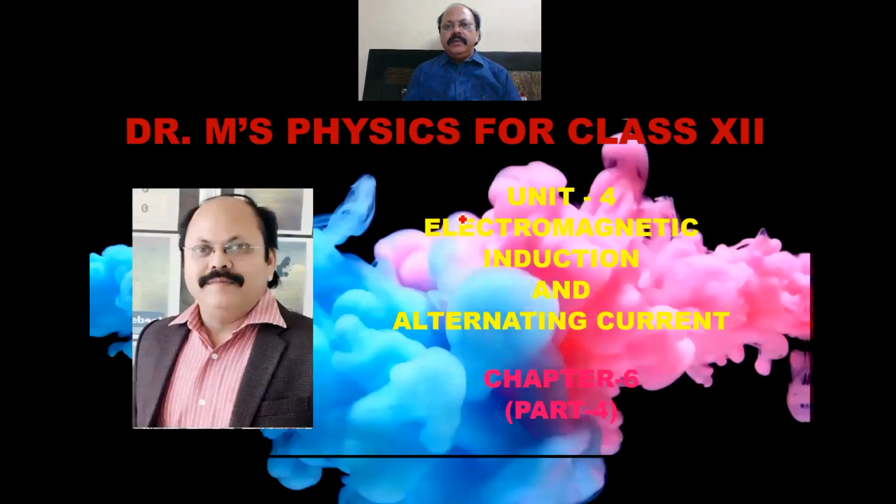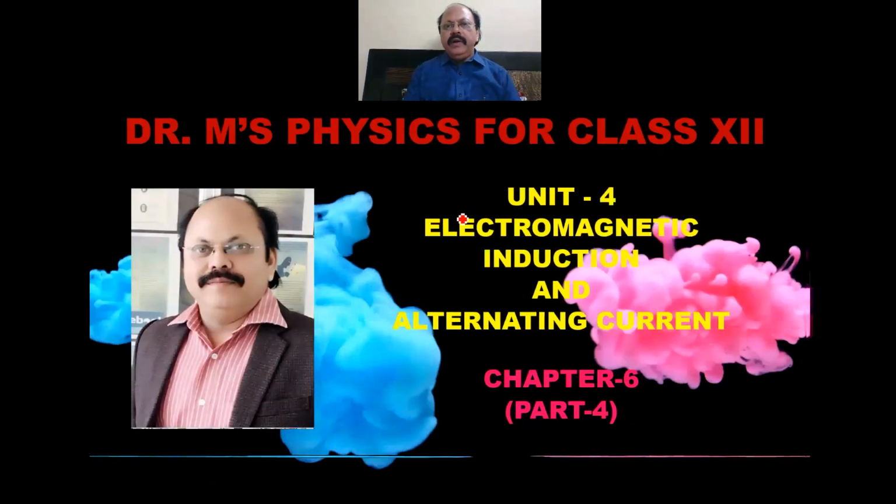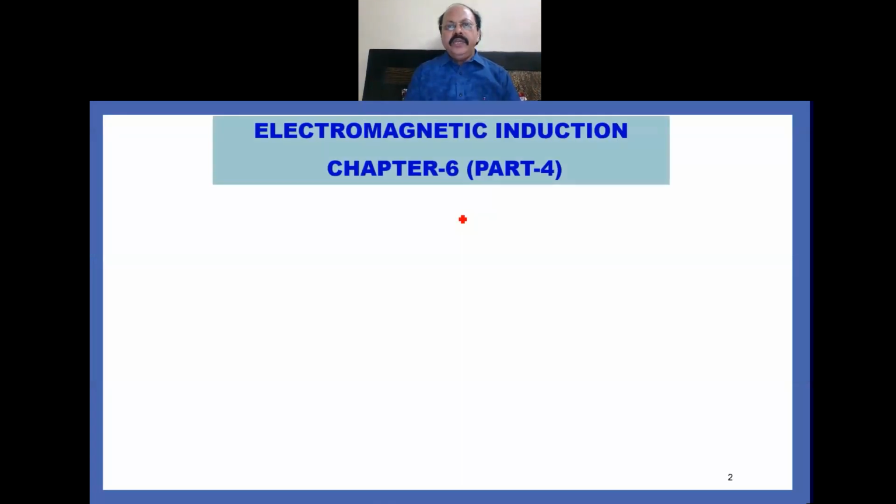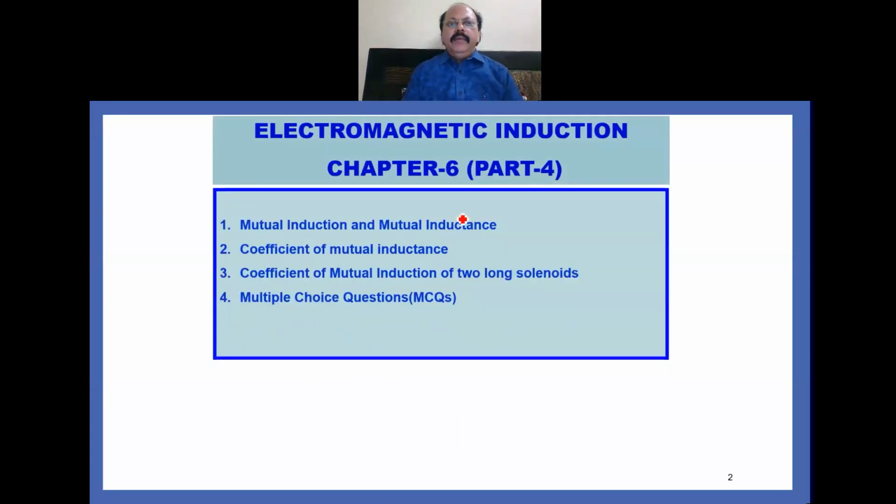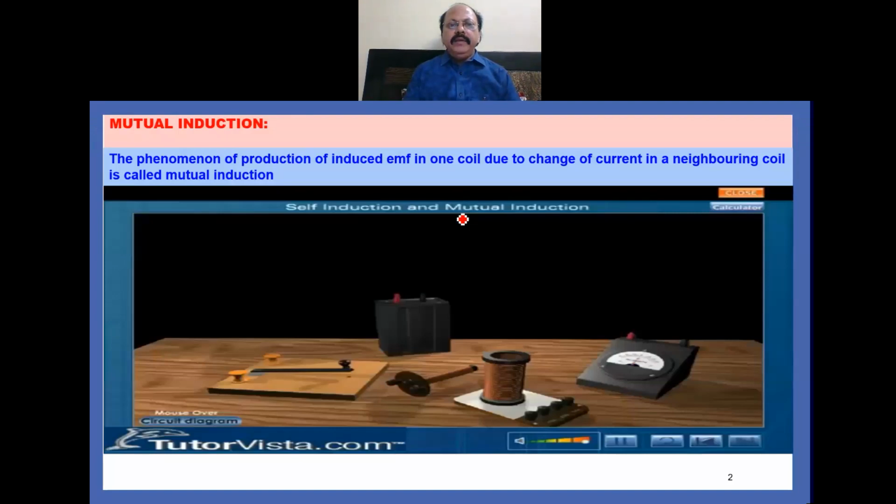Now today we have to start part 4, and what you have to learn in this part 4 is this. I will explain mutual induction and mutual inductance, then the coefficient of mutual inductance, then the coefficient of mutual induction of two long solenoids. After that, recapitulation in the form of multiple choice questions, that is MCQs. Now one by one I explain. The first one is mutual induction.